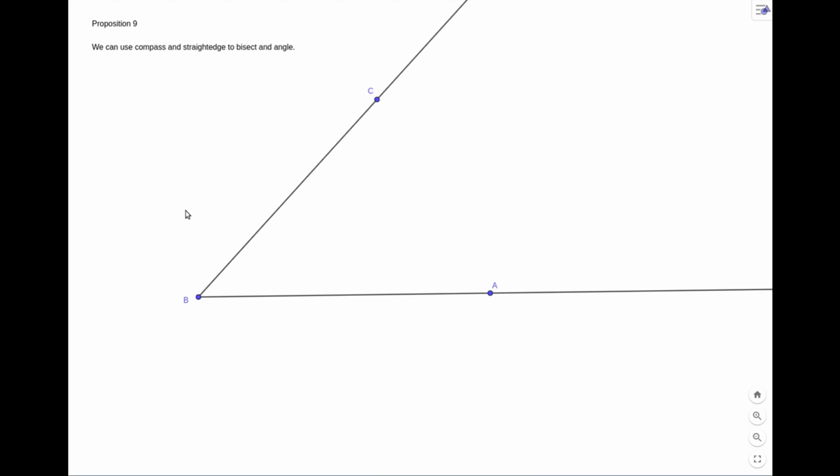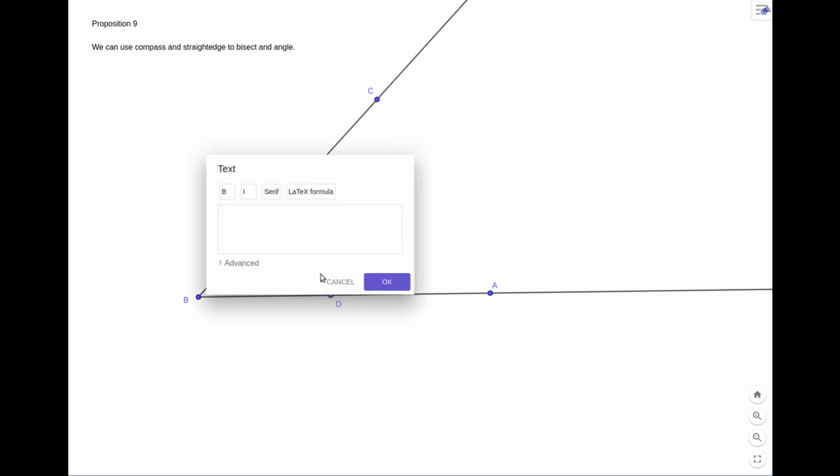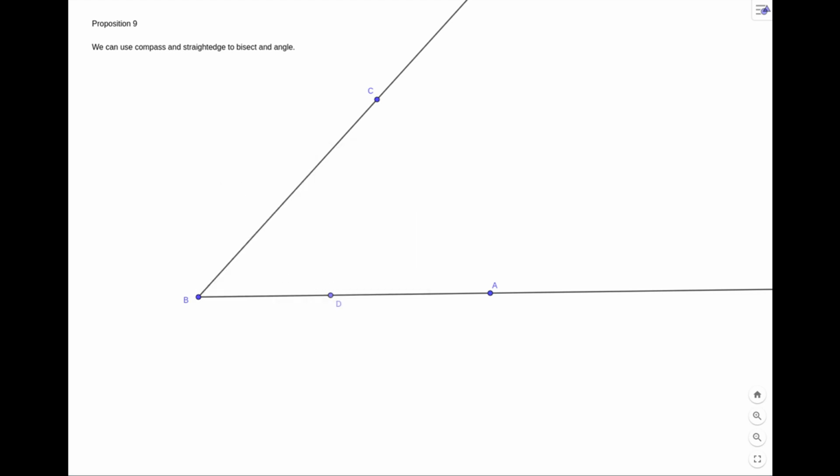So let's suppose that we're given our angle ABC. Now, what we want to do is to just choose any point D on our line segment AB. Now, what we want to do is to draw a circle, and we can draw a circle centered at B and passing through D. One of our postulates tells us that we're able to do that.